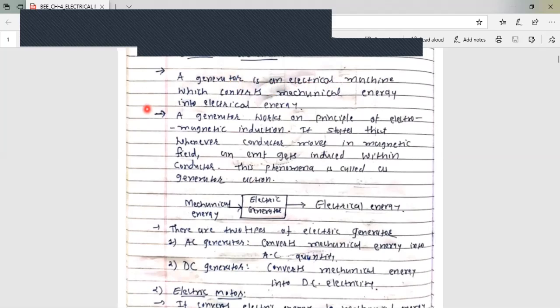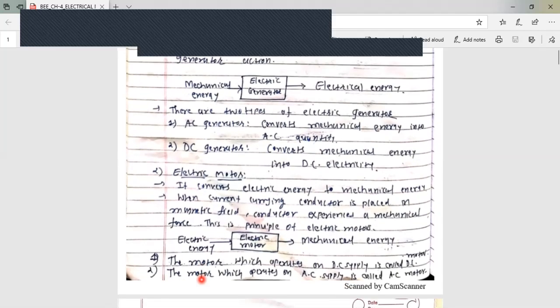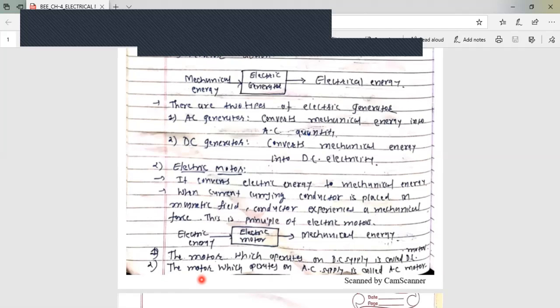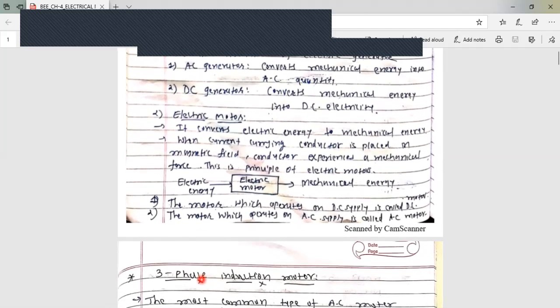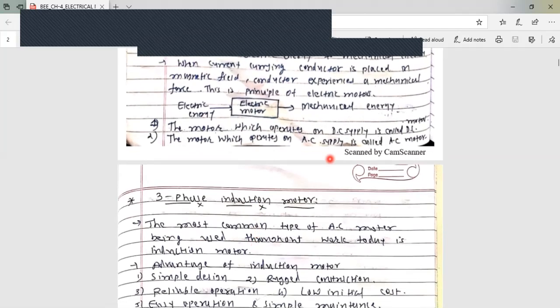It is an electrical machine which converts mechanical energy into electrical energy. Depending on the type of output energy, AC or DC, it is divided into AC generator or DC generator. Now, electric motors convert electric energy into mechanical energy. According to the type of supply, it is divided into DC motor or AC motor.